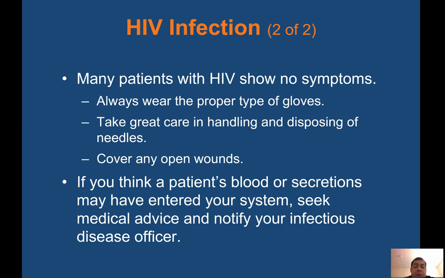If you think a patient's blood or secretions may have entered your system, seek medical advice and notify your infectious disease officer. So anytime you think you've been exposed to something, we have to fill out a patient exposure report. We have to notify our supervisor. We have to go get tested and possibly get on some medications for the time being. And also have the patient tested for any diseases to make sure that they don't transmit anything to us.